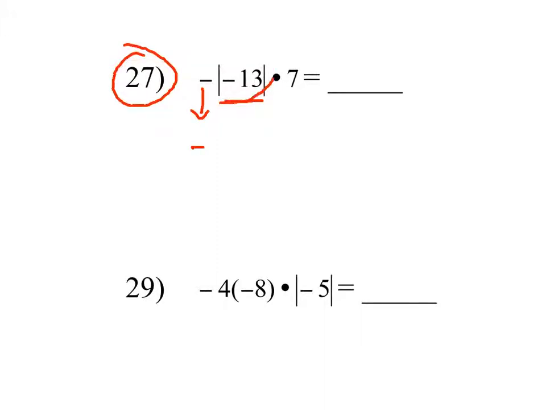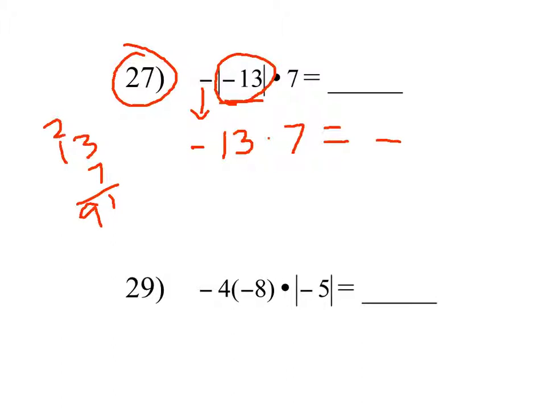The absolute value of negative 13 is 13. So I have negative 13 times 7, a negative times a positive integer is going to result in a negative, and then I take 13 times 7. So I get negative 91 as a result on 27.